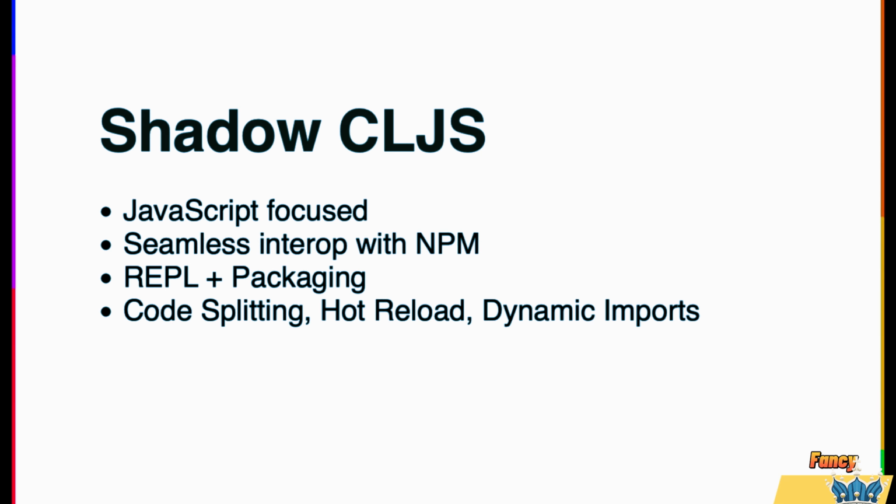Lein, Boot, and deps are more focused on the JVM aspect of Clojure, but Shadow CLJS is optimized for JavaScript. Shadow lets you seamlessly interop with NPM packages. You can yarn install any package from NPM as you would in a JavaScript project and import it in your Clojure code. Just like Lein, Shadow also helps you package your application and run a REPL, and along with that, it also has some JavaScript-specific development tools that help with hot module reloading, code splitting, and dynamic imports.